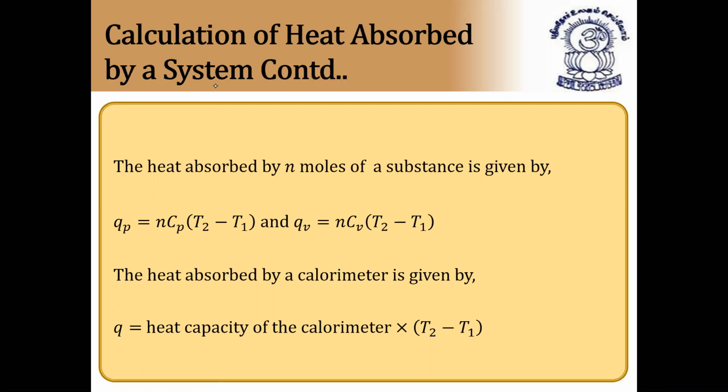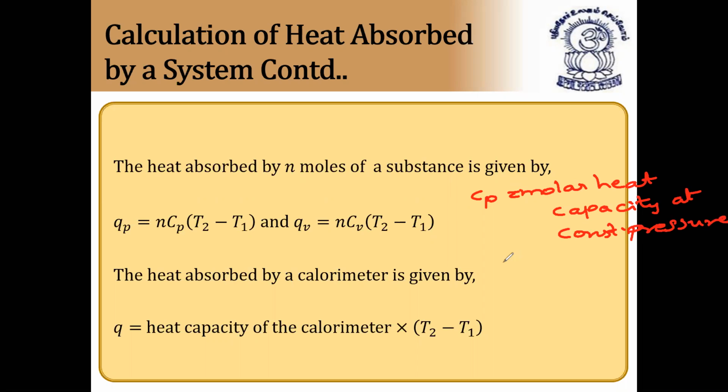Calculation of heat absorbed by a system, continuation. The heat absorbed by n moles of a substance, because number of moles if you take into consideration, QP is equal to n into Cp. Cp means what? Molar heat capacity. When you are taking moles, automatically you'll get into picture molar heat capacity. Cp is equal to molar heat capacity of a substance at constant pressure.